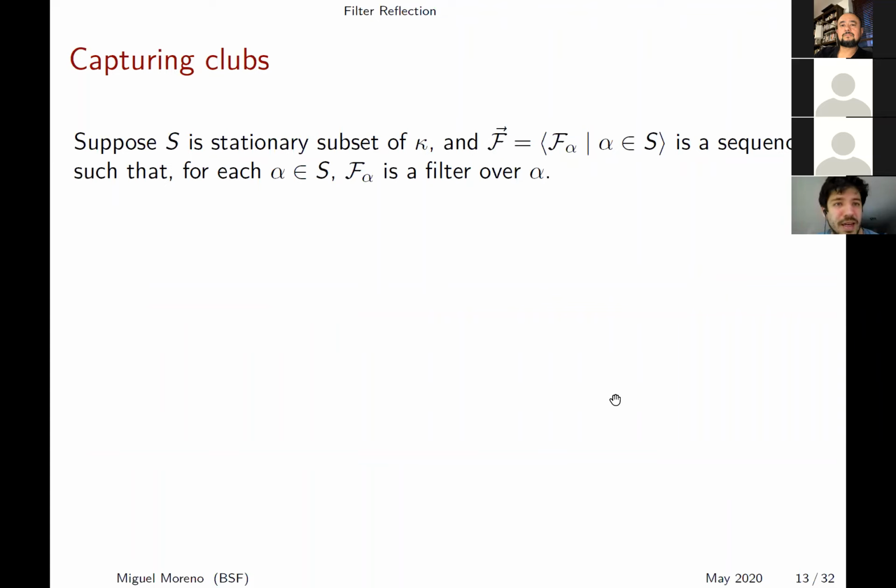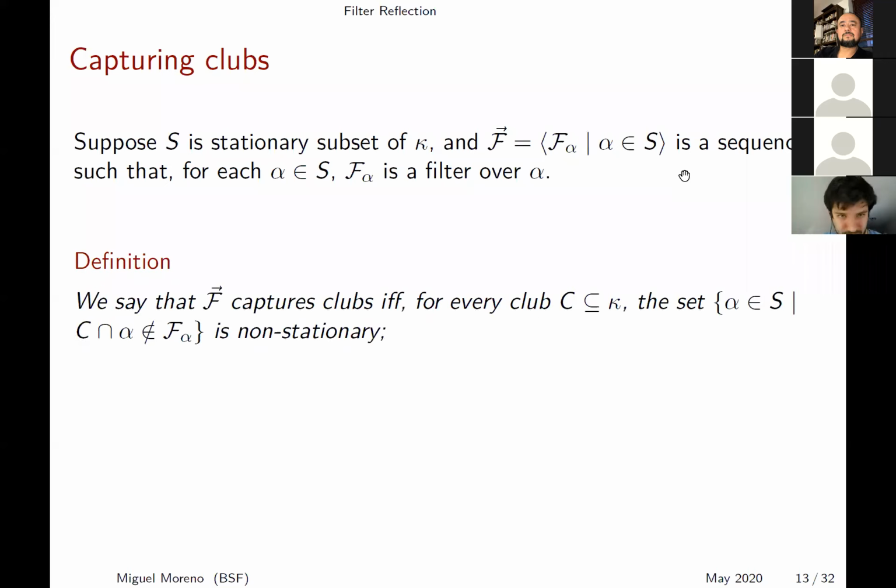Let's start by defining capturing clubs. Suppose S is a stationary subset of kappa, and we take a sequence of F alphas indexed by S, such that for every alpha in S, F alpha is a filter over alpha. Now we say that the sequence F captures clubs if and only if for every club C, the set of alphas in S such that C intersected alpha is not an element of the filter F alpha is non-stationary.